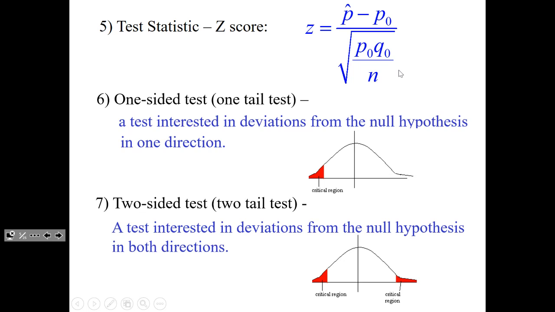This is a test that's interested in deviations in both directions. This may be an alternative hypothesis that, let's say historically 40% of students have gone to their ring dance.